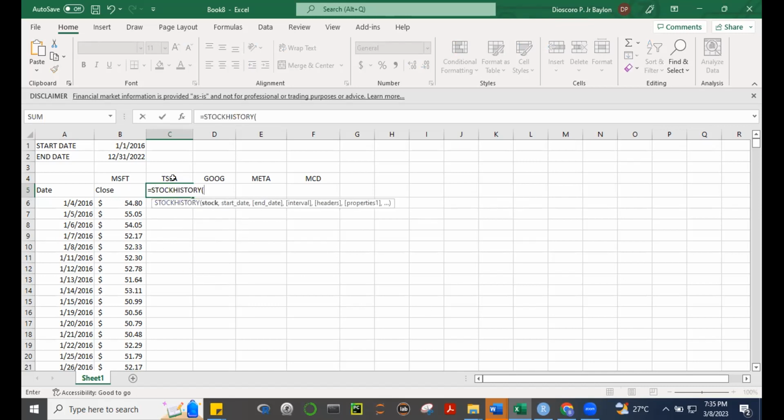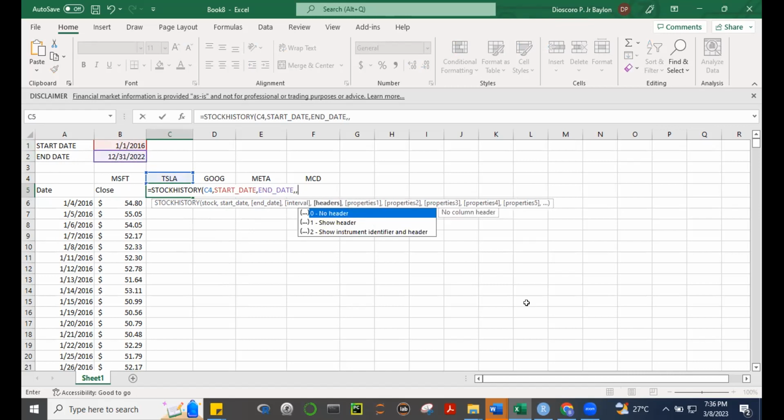Okay, the stock is Tesla. It's above there, the ticker symbol, and then comma, start date. This is the start date. And that's the advantage of giving names to your cells, because that is already fixed. You don't need to fix that. Sorry, it should be start date, comma, end date, comma. Now it says here interval. So we need daily. So either I type 0 or just ignore. By ignoring it, Excel will read that to be 0.